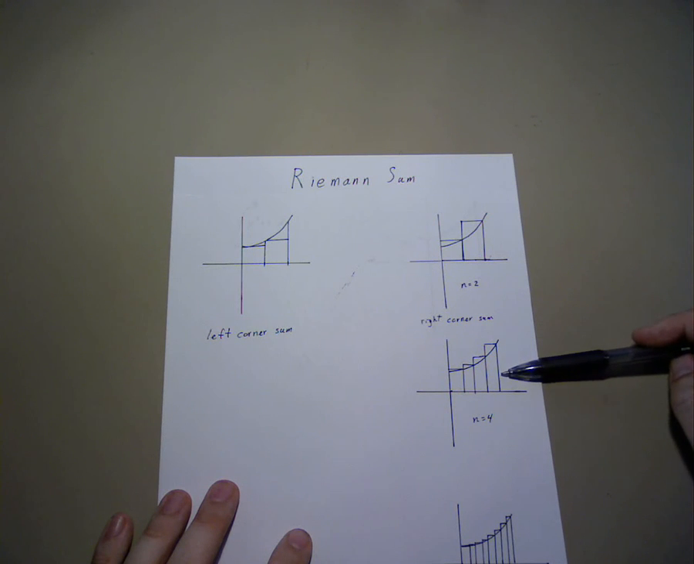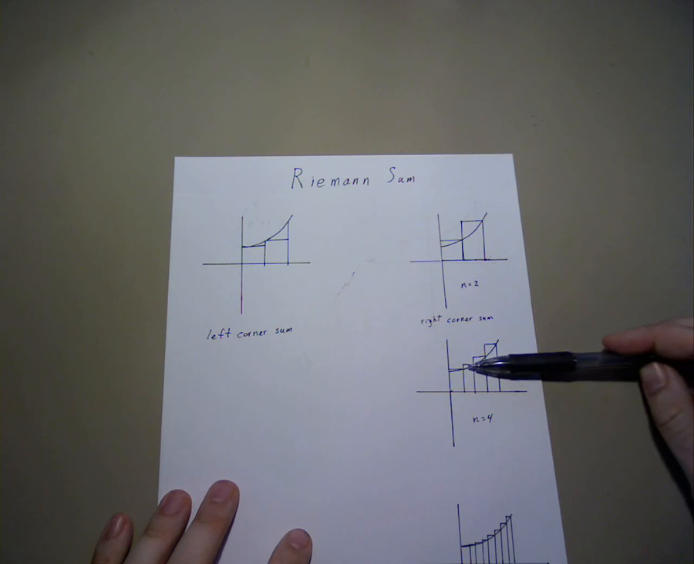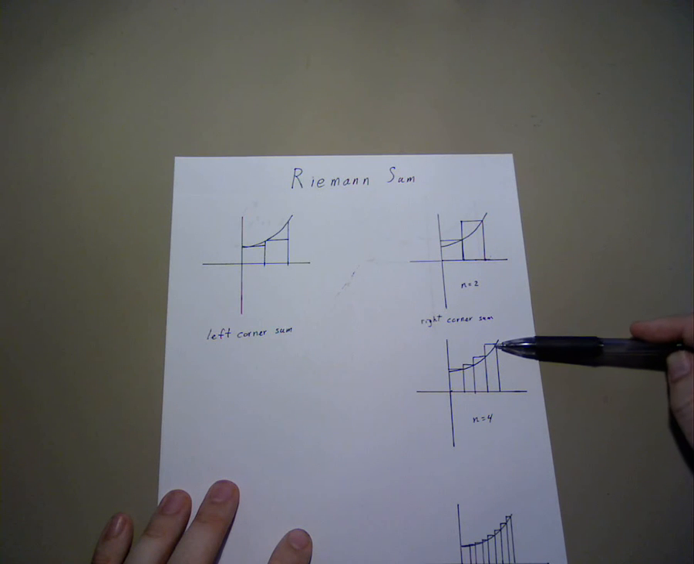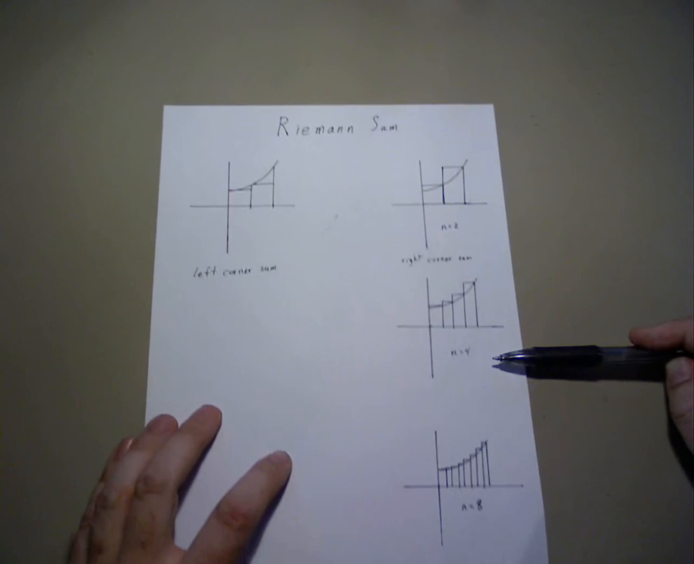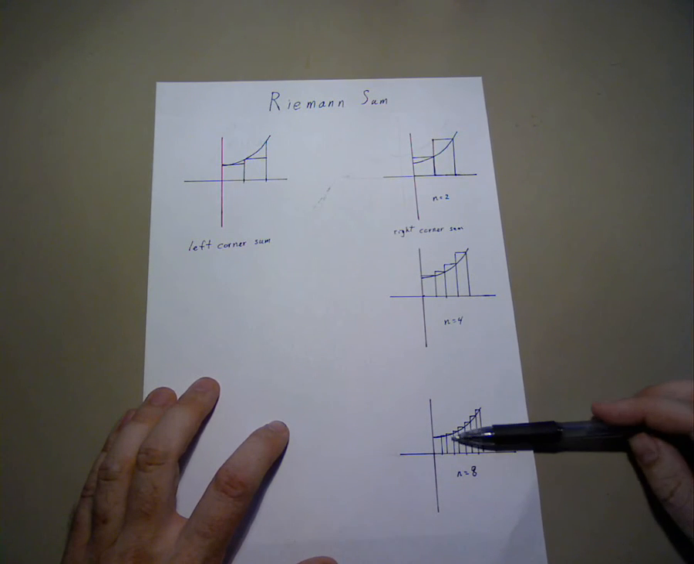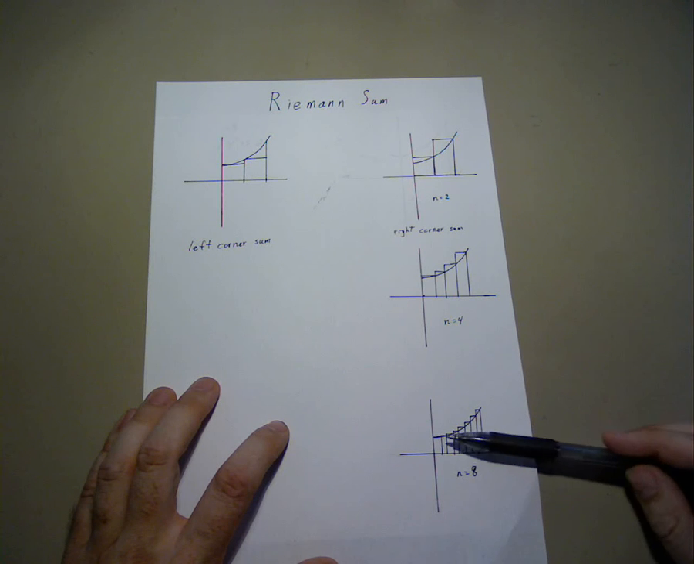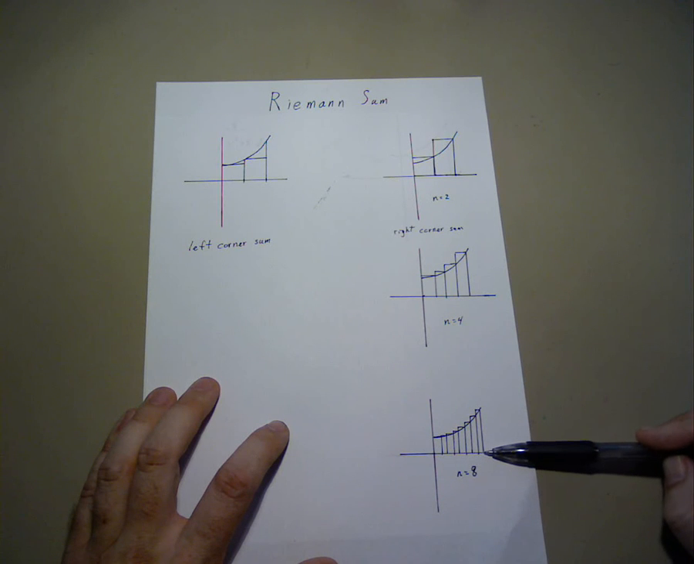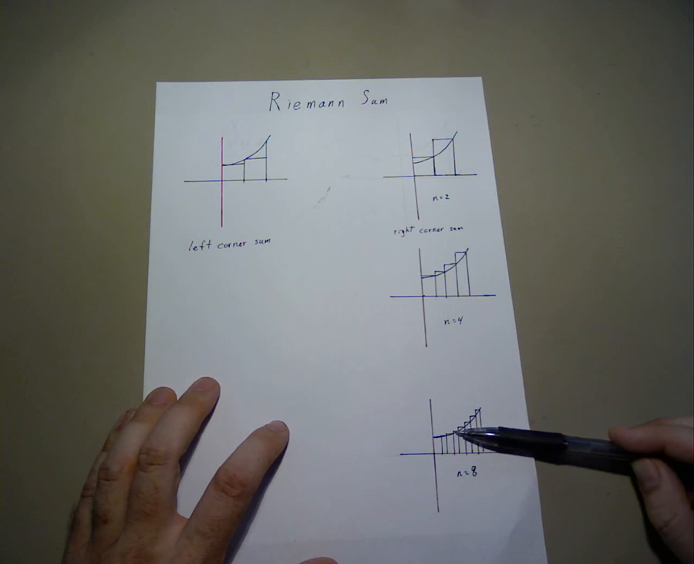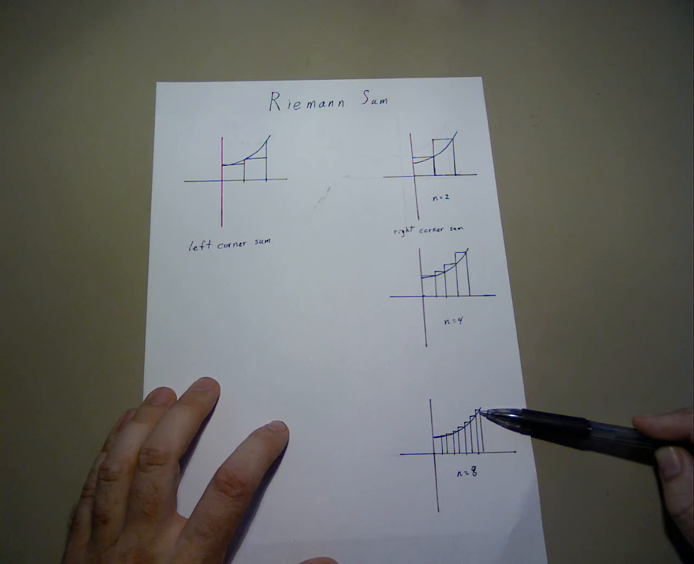If we use 4 rectangles, n equals 4, you notice that the amount of error becomes smaller. Further, if we continue and set n equal to 8, if we subdivide the area underneath the curve into 8 rectangles of equal width, then our error becomes progressively smaller.